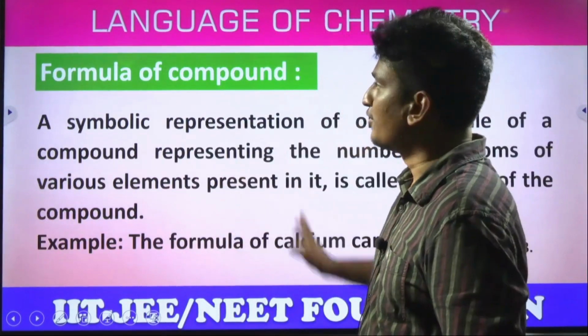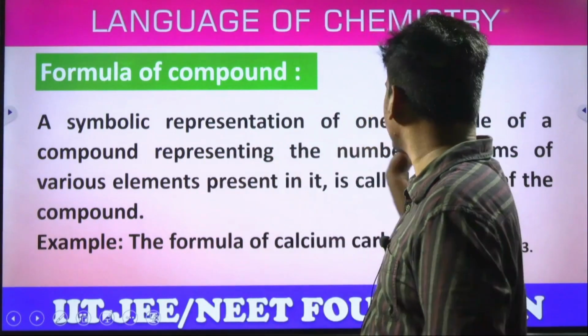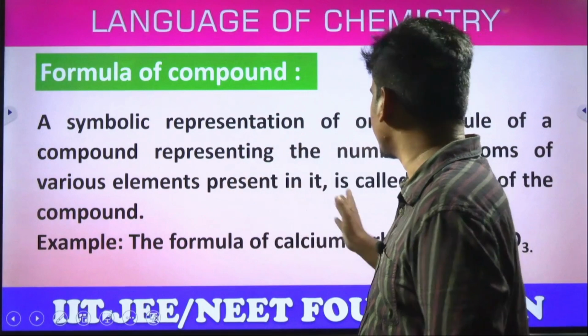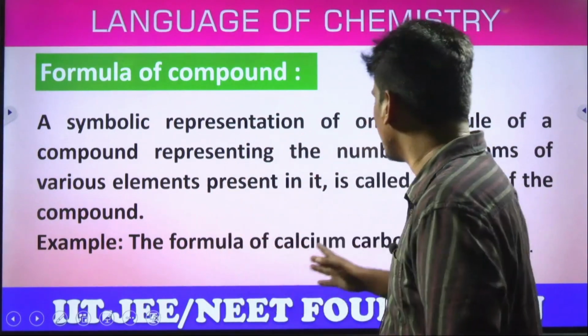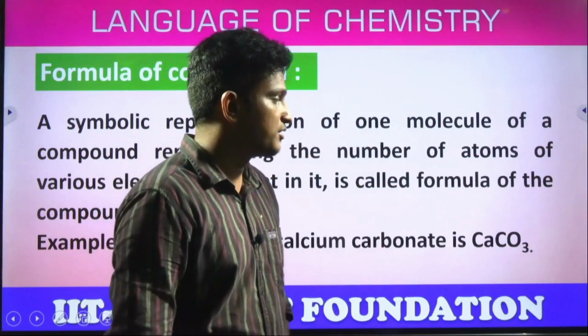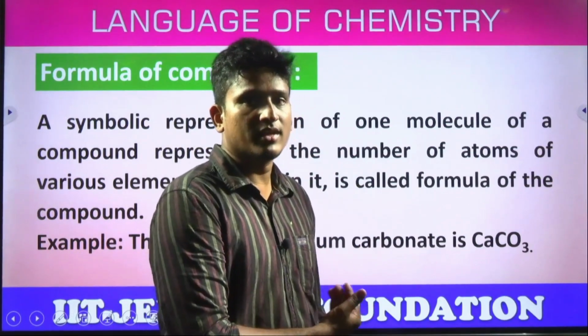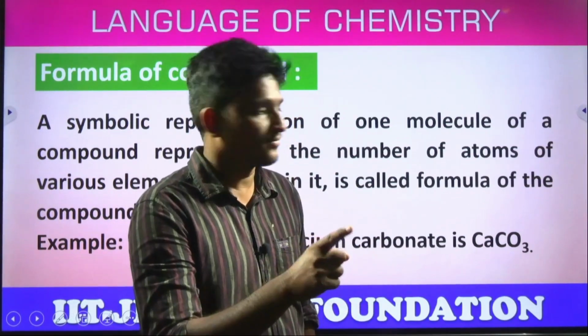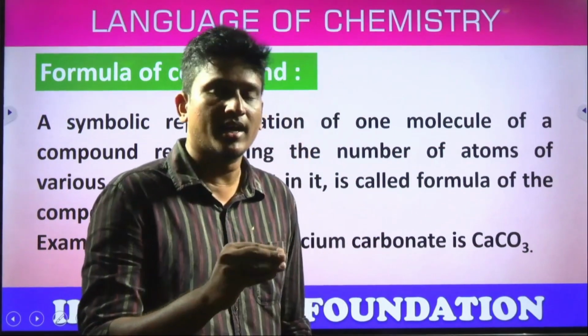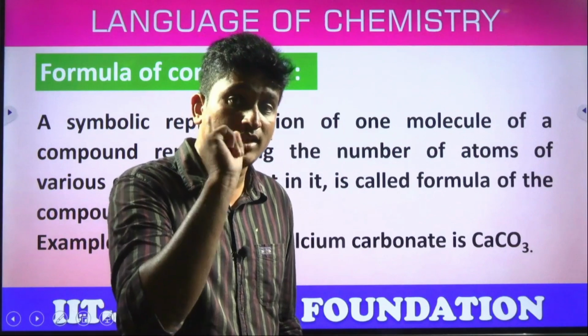Right. Next, the formula of a compound is the same idea. The symbolic representation of one molecule of a compound by the number of atoms of various elements present in it is called the formula of a compound. For example, the formula of calcium carbonate is CaCO3. What can we understand from this formula? There is one calcium, one carbon and 3 oxygens which are chemically combined to produce how many molecules? One molecule only, students.